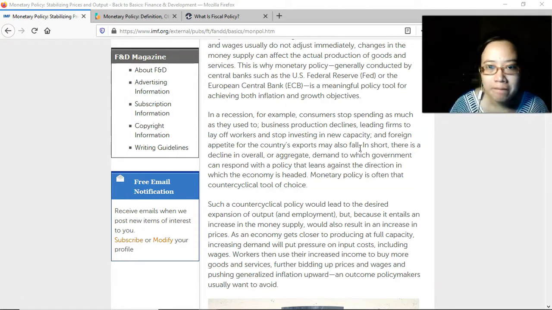Okay. There is a decline in overall or aggregate demand, to which government can respond with a policy that leans against the direction in which the economy is headed. Monetary policy is often that counter-cyclical tool of choice. Okay, but given the current situation, there's not much that the government can do. What they're going to try to do is simply slow down the negative impact of the pandemic on the economy.